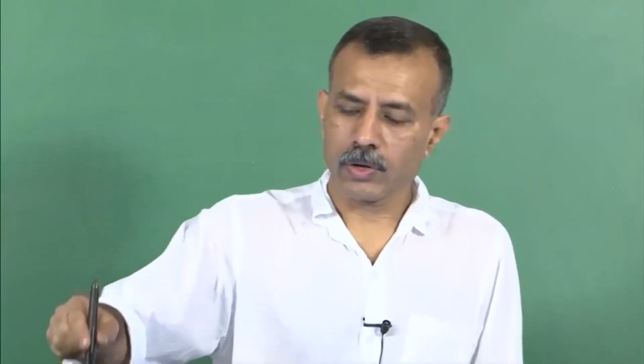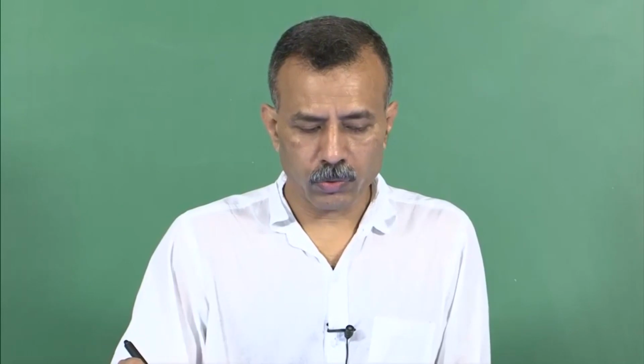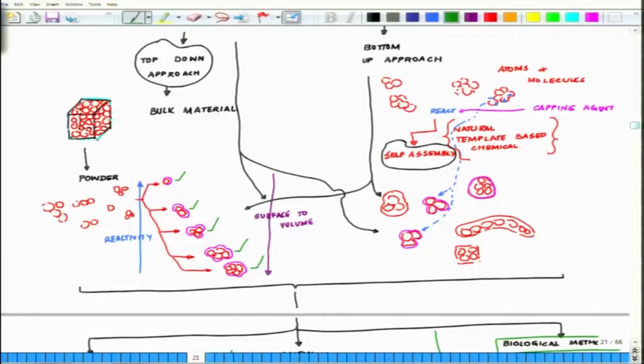Because think of it, when we talk about a top down approach, what we are talking about is we have a bulk material out here. Now suppose this bulk material is under the influence of a microbe.